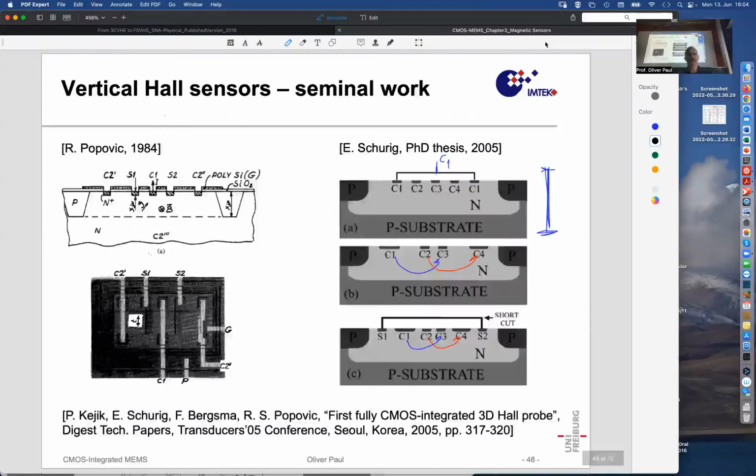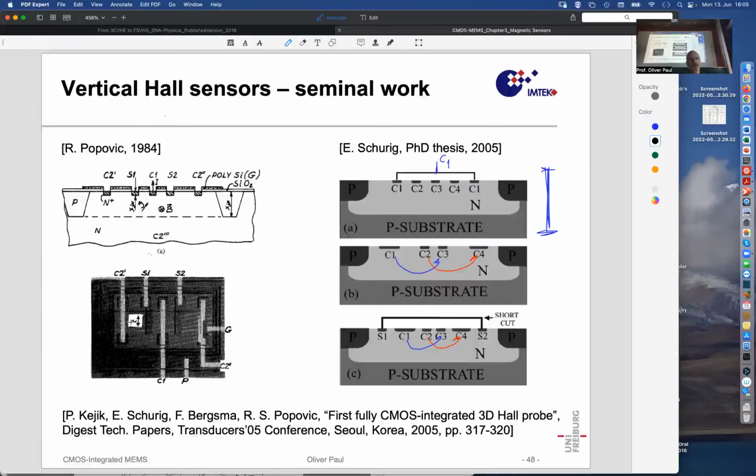This was explained here where we see a cross section across the silicon chip. So you can imagine, now that's a very old drawing from a paper that first showed this sensor in 1984 by Professor Popovic, who was later, not at that time, but later, professor at EPFL in Lausanne. And he was the first to describe this sensor concept of a vertical Hall sensor in this 1984 paper.